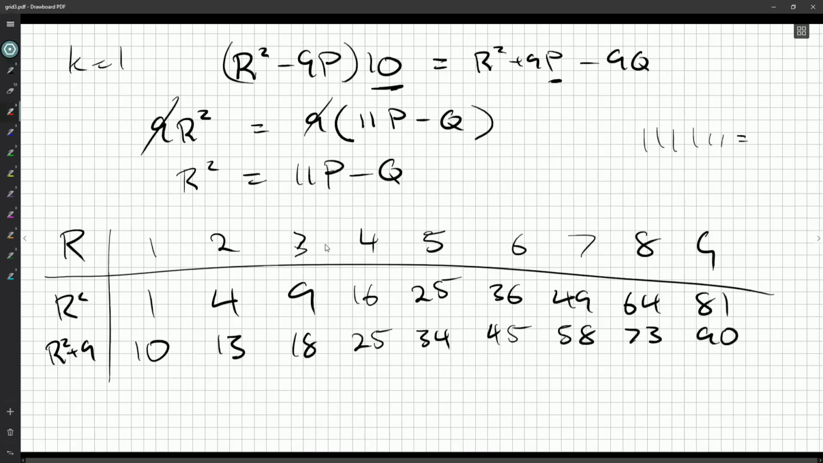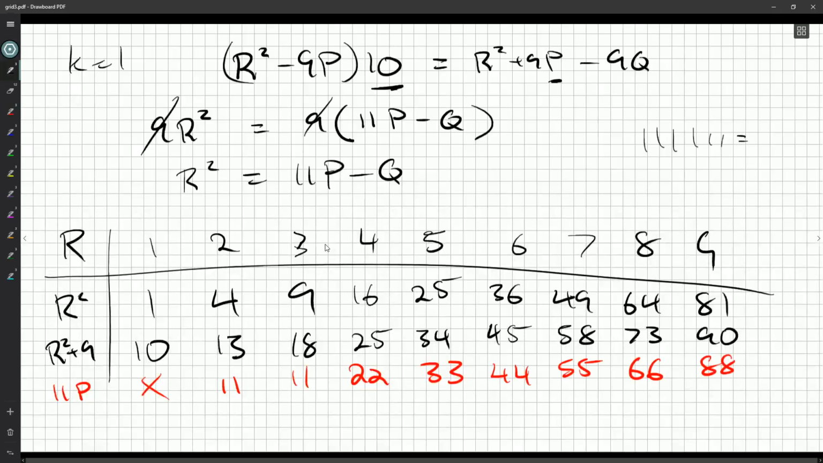So what are we going to make 11p? Well, not going to work out. 11p will be the 11 here. It'll be the 11 here. It'll be 22 here. It'll be 33 here. 44, 55, 66 will work, and 88 will work.